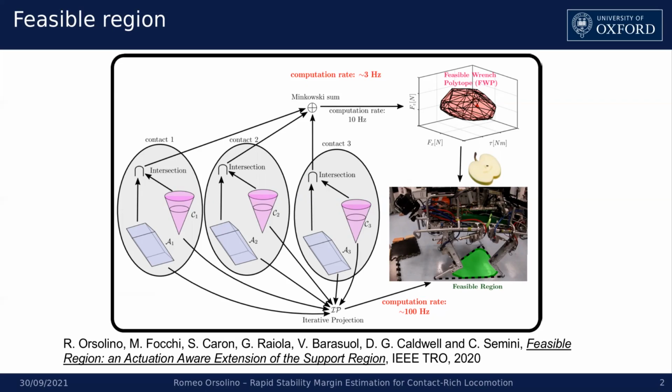We had called this the feasible region because it not only was an extension of the support region to non-coplanar contacts, but it also allowed us to understand if the ratio between the body weight and the motor limits was sufficient for the robot to overcome its obstacles.